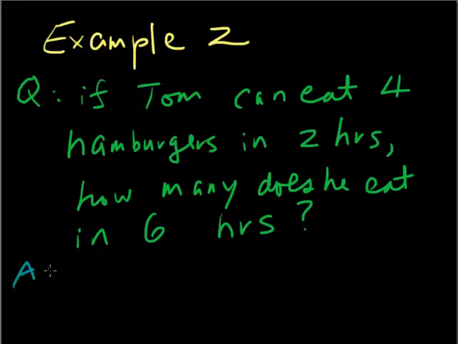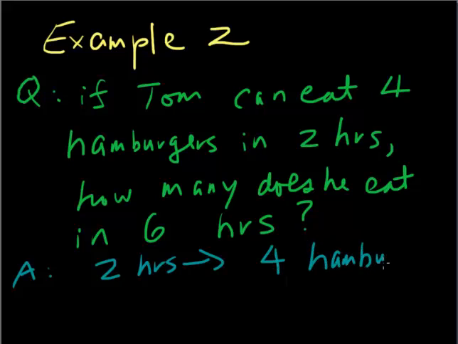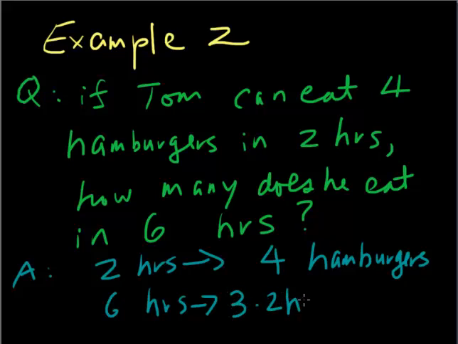Answer, okay, we write down what we know. So 2 hours equal 4 hamburgers. So 6 hours means, so 6 is 3 times 2 hours, equal 3 times 4 hamburgers, equal to 12 hamburgers.